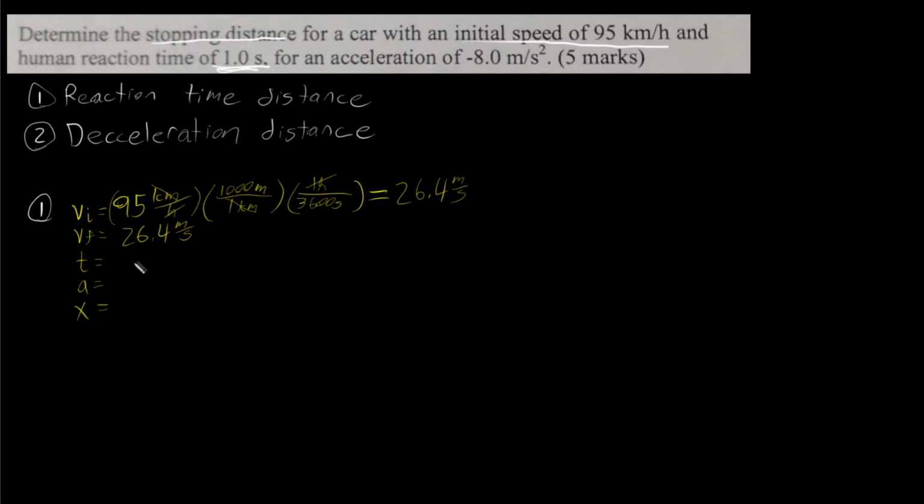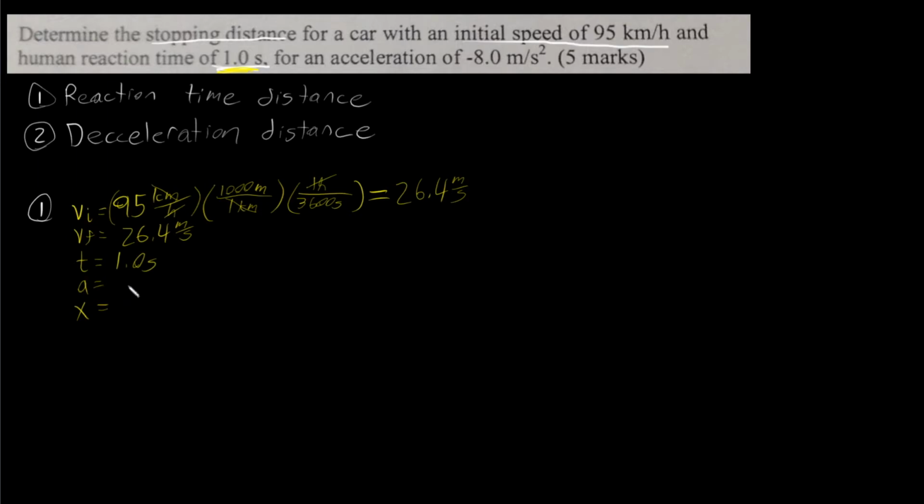Okay, how about time here? Do we know what the value for time is during the reaction time distance? Well, we do know what that is. That in this case is 1 second, because that's how long we're going to be traveling at this speed before our foot gets onto the brake pedal and the velocity starts changing.